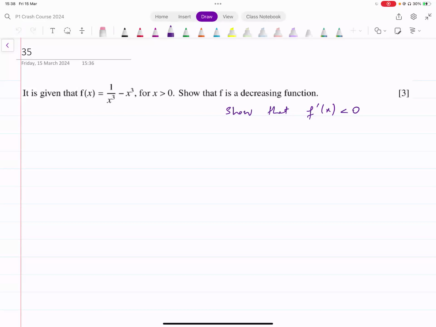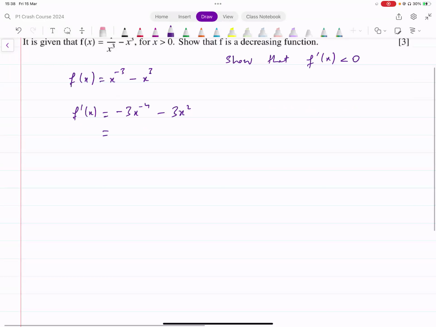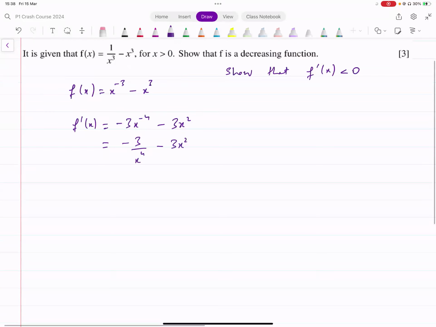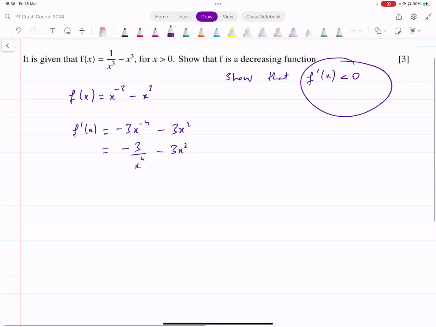Let's find the derivative. First of all, we can write this in the power form. 1 over x cubed can be written as x raised to power minus 3, and then we have minus x cubed. What's the derivative of this? f prime of x is going to be minus 3x raised to power minus 4 minus 3x squared. We can write this derivative like this now: minus 3 over x raised to power 4 minus 3x squared. We need to prove that this is less than 0 now.